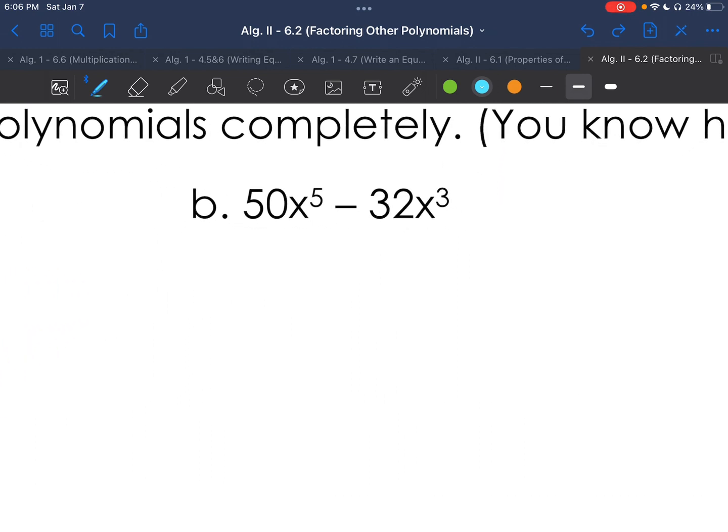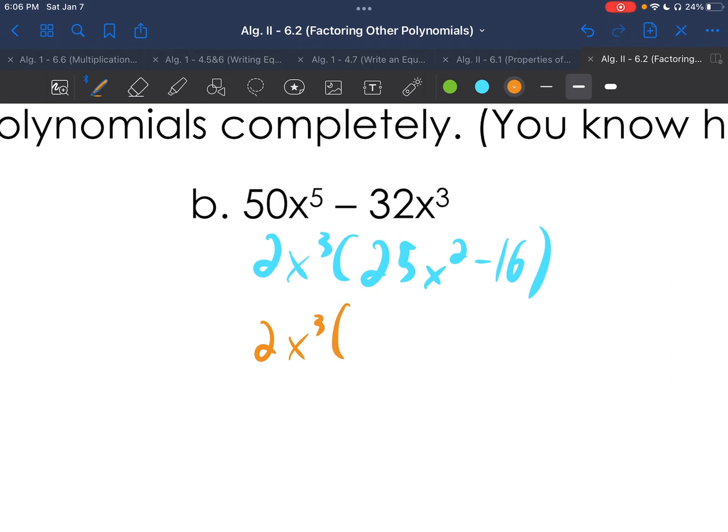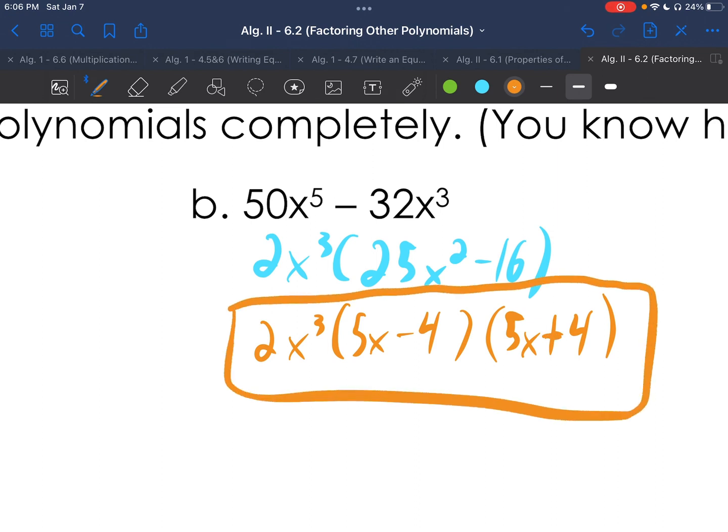On letter B, the GCF is 2x to the third, and we're left with 25x squared minus 16. And this has two terms, so we want to look for a difference of two squares, and we do have it, because 25x squared is a perfect square, and 16 is a perfect square, and we're subtracting them. So we put the GCF out in front, and in the first parenthesis, we put the square root of the first, 5x, minus the square root of the second, and then in the other we do the square root of the first plus the square root of the second. Which parenthesis has the plus or minus sign doesn't matter, as long as one has each of them.